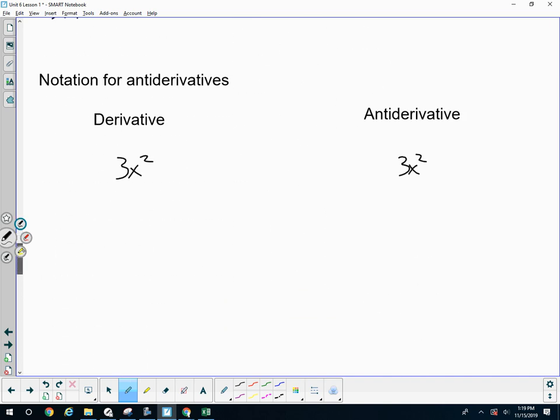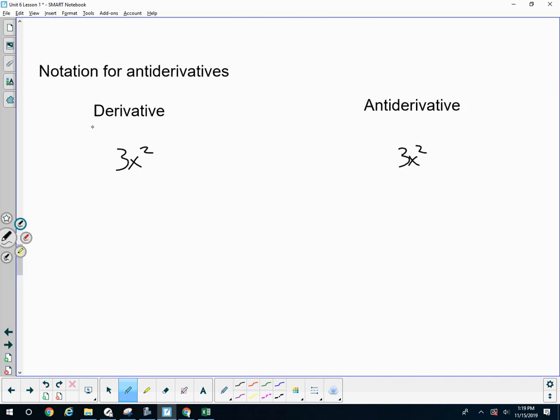Okay, cool. Now, we remember notation for derivatives was d dx. D stands for, take the instantaneous change or take the derivative.